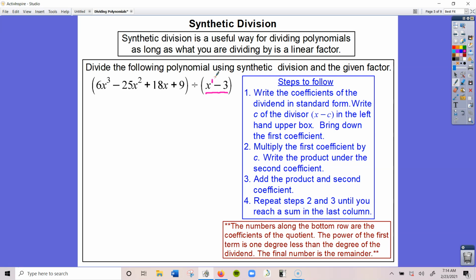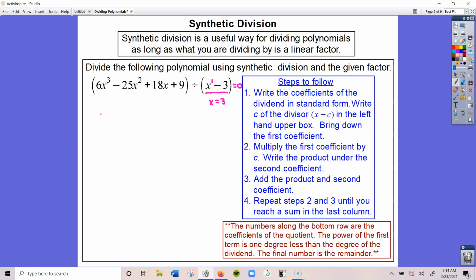So what we do first is we take what we are dividing by, which is the x minus 3, and we make it equal to 0. And then we solve for x. In this case, x is equal to 3, since we would have to add the 3 over to the other side. This is how we set it up.